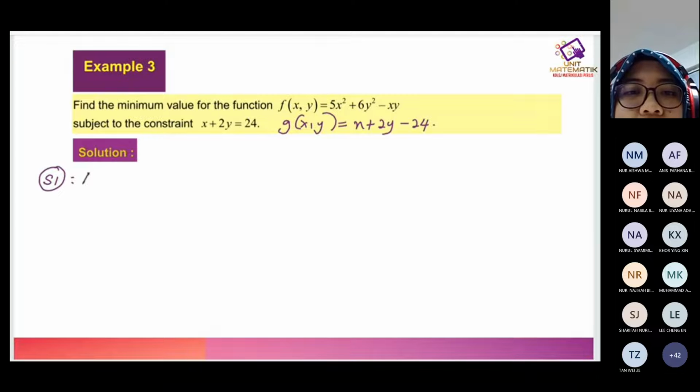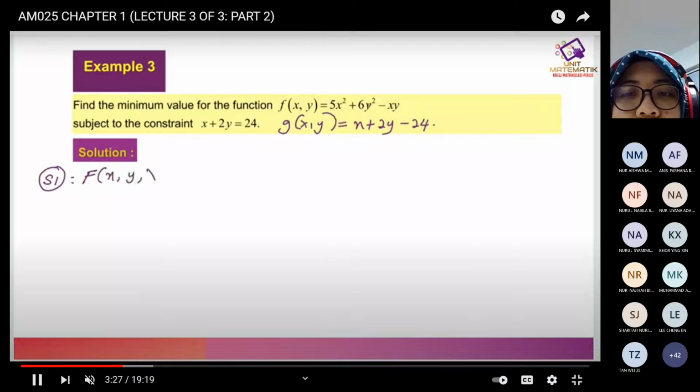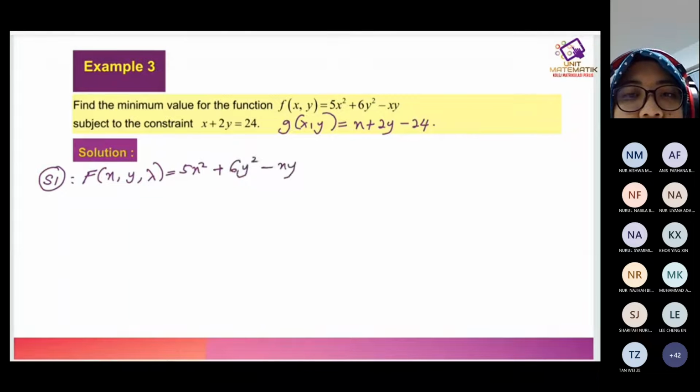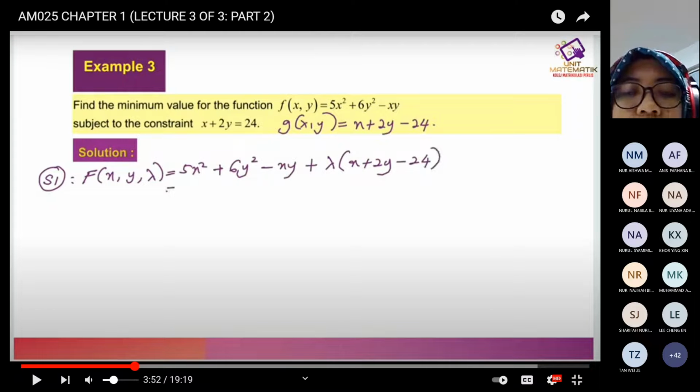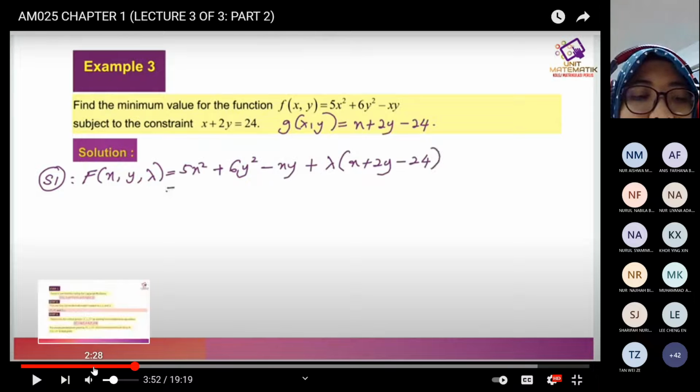Okay. So ni ialah small letter f, 5x squared plus 6y squared minus xy. So ni adalah constraint. Okay, tengok step 1 dia. Capital letter F, minus xy. And we always write plus lambda times the constraint, x plus 2y minus 24. Kalau kamu ingat, yang tadi dia kata to form a new function.